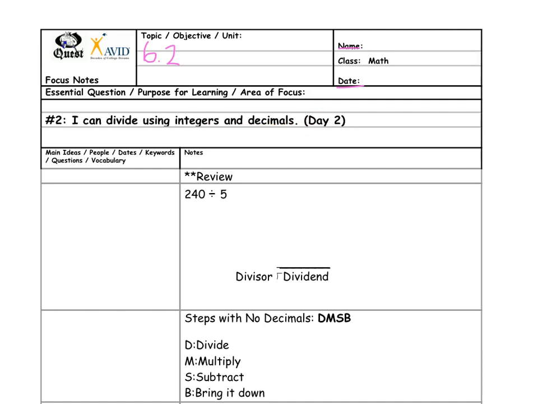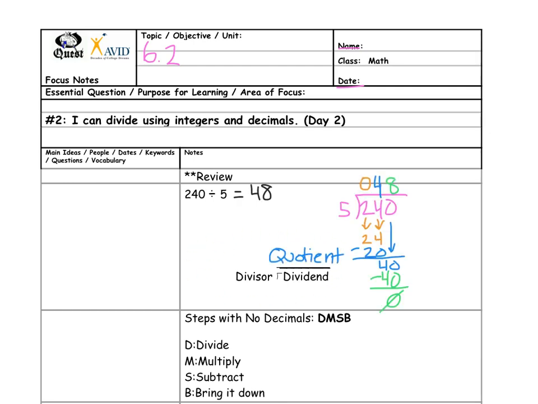So let's start with this review. Pause, take a second, and figure out the quotient, and then figure out if you can fill in this part. Welcome back. Did you get 48 like me? Remember when you are computing and you can't divide your dividend by the divisor, you have to bring it down and then move over a place. That's why I brought both of these down, and I moved over a place.